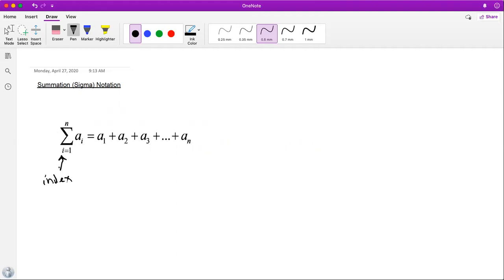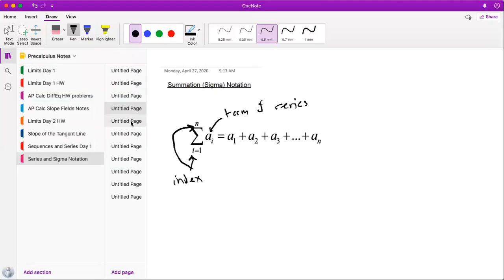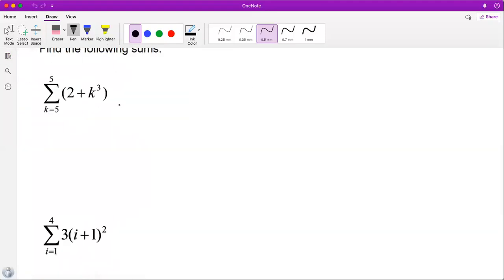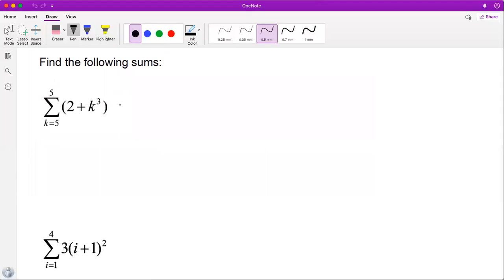These are both called indices, and this is just your term of the series or the sequence. So these are all the terms in the sequence, and this is telling you to add up all of those terms between this index and that index. This is going to be easier when we see an example, which there are plenty of in these notes, including on the next slide. So here it says find the following sums.